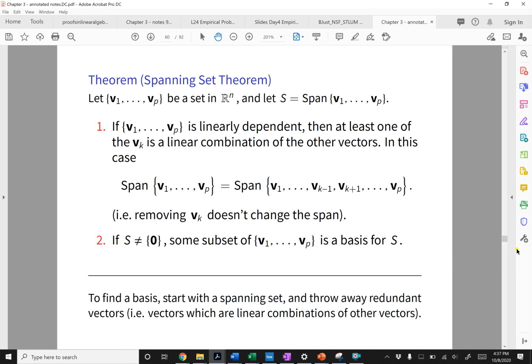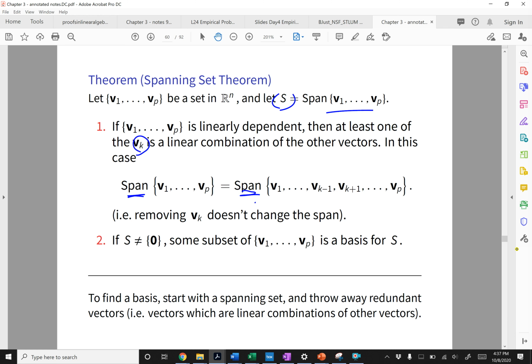Okay, so here's the theorem that connects spanning with bases. If you have v vectors in Rn, and you take the span of all those vectors, we'll call that S, if all of those vectors are linearly dependent, then at least one of the vectors is a linear combination of the other vectors, and you can remove it. You can take it out. Notice they write v_{k-1} and v_{k+1}, so they just say, let's say it's v_k that's a linear combination, so you can drop it, and the spans are the same.